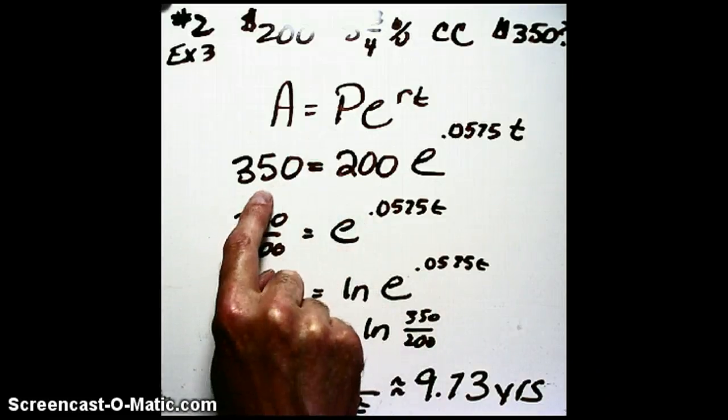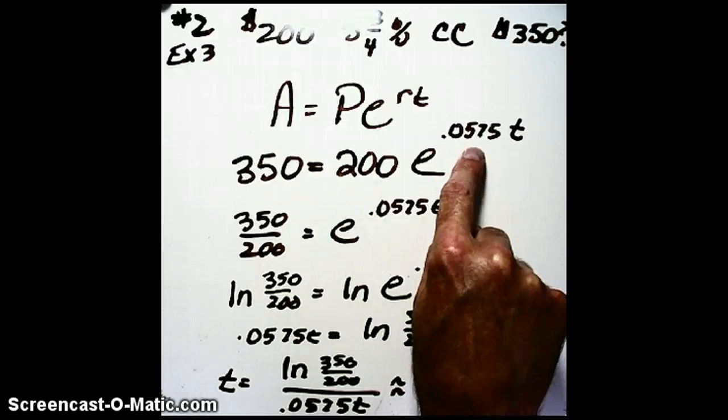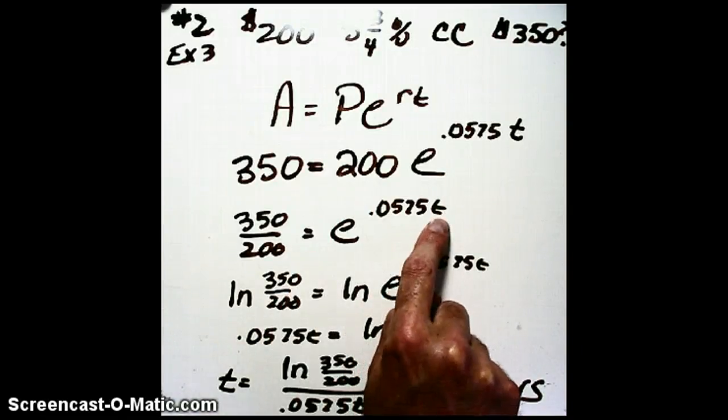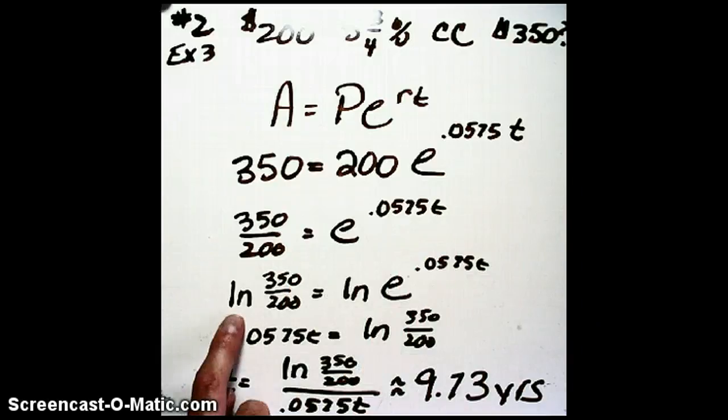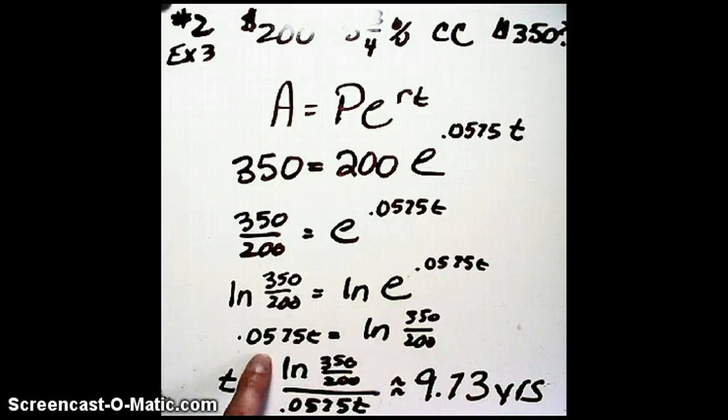I'm trying to get to 350, have 200. Remember, that's r as a decimal. I divided. Now I've got to get to that variable in the power position. I'm going to take the ln of both sides. When I do that, I use that property, okay? And sure enough, that would just be that value there. And then I divide by that value, the coefficient there, and I get 9.73 years.